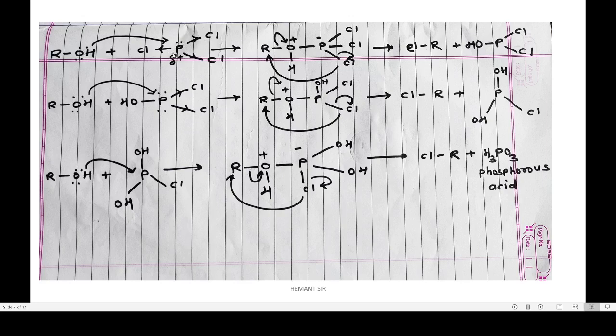Here oxygen donated the electron to the phosphorus. Okay. Now in the second structure, the oxygen bears a positive charge because the electron was donated to the phosphorus. Correct. So oxygen bears a positive charge and phosphorus bears a negative charge because of the extra electron. So a chloride is removed because of electronegativity and directly donates the electron to the alkyl group. Hence it gives RCl plus HOPCl2.